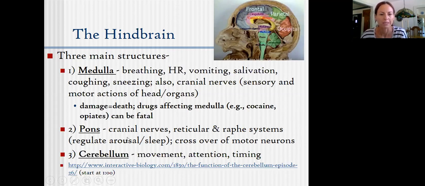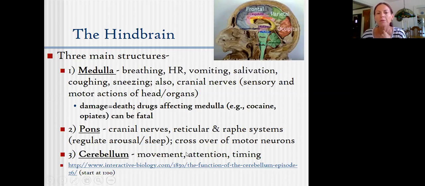Okay, let's move on to the pons. The pons also has got some cranial nerves that are going to be coming out of the pons. And then you've also got the reticular and raphe systems, and we'll talk more about those when we talk about sleep in the sleep chapter, but they're involved in arousal and sleep. And there is where we also have a crossover of motor neurons. So we're going to see there's some motor parts of the cortex, and that's going to be sending information down, but it's going to be crossing over right there at the level of the pons. And so the right side of the brain controls the left side of the body and vice versa.